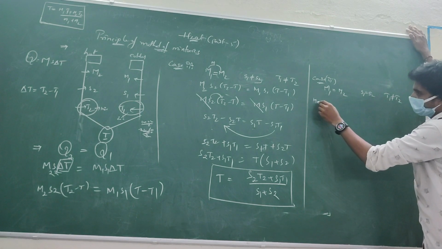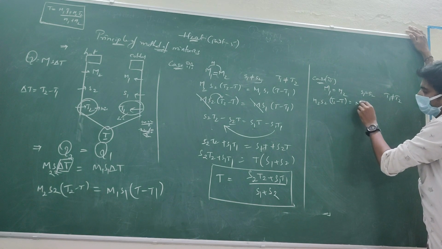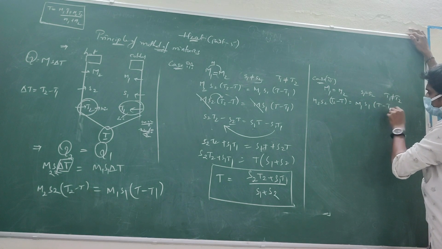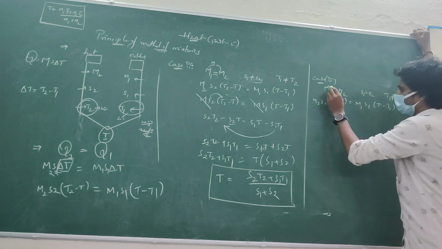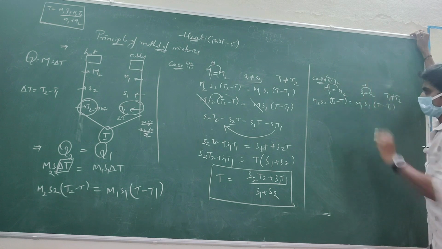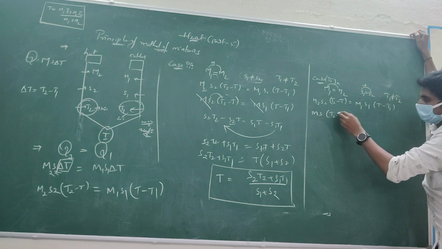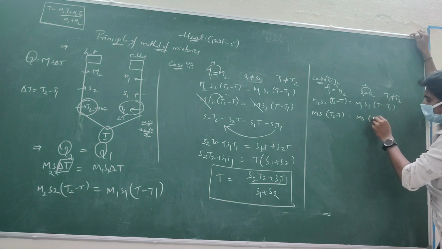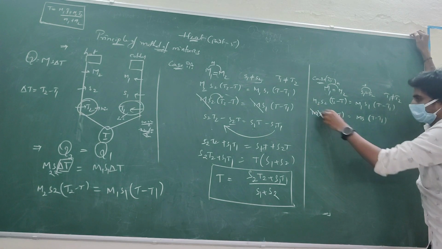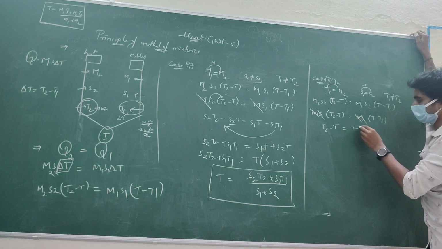So if you substitute the same formula, m2 s into t2 minus t equals m1 s1 into t minus t1, right? Now in this case, in place of m1 and m2, we'll put m, and in place of s1 and s2, we'll put s. Let's substitute like this: m s into t2 minus t. Here also m s into t minus t1, right? In both the cases, ms got cancelled out. What will remain? T2 minus t is equal to t minus t1, right?